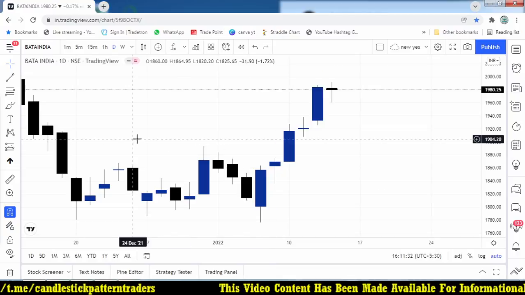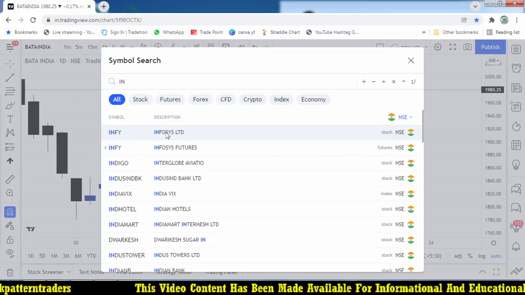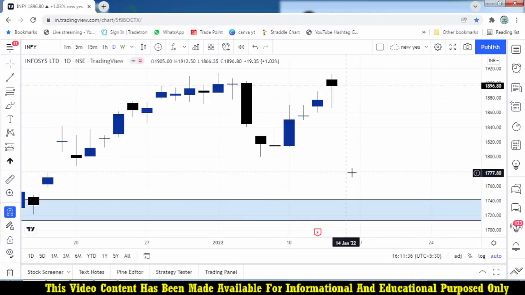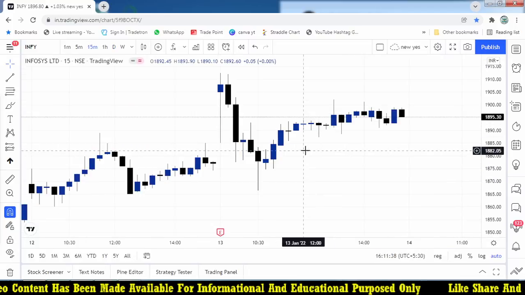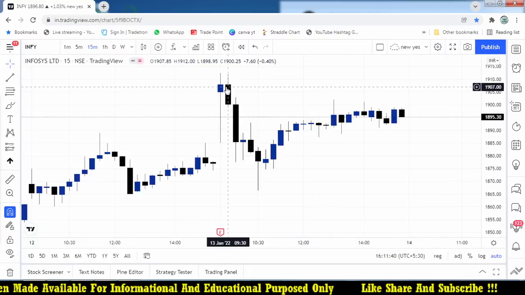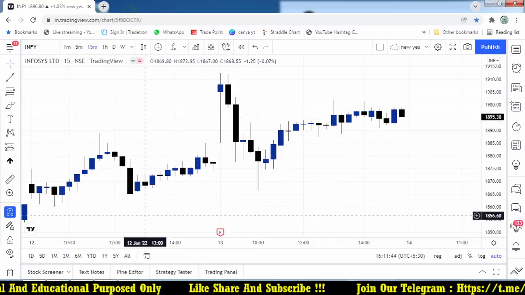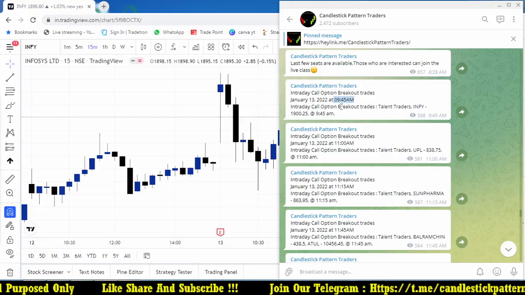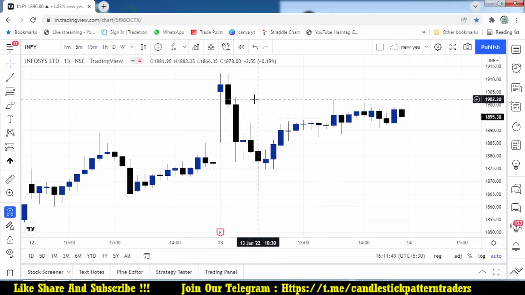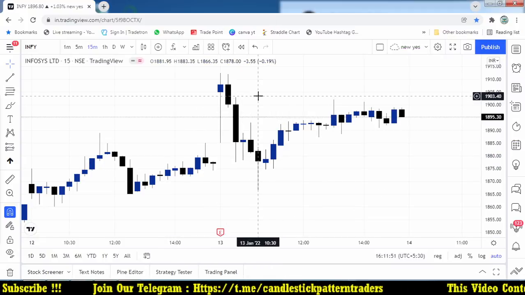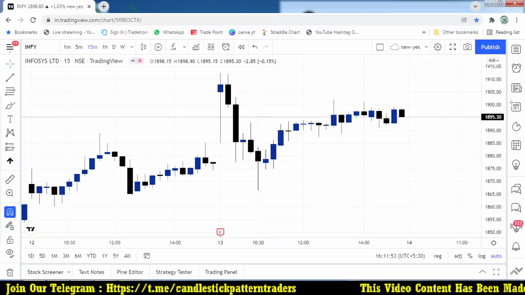So Infosys is the first one. We got our alert at 9:15. Let me see whether it is possible or not. So this is the 9:50. What happened? 9:45, this should be the 9:45 candle. So when we got the alert at 9:45, once this candle's high is broken, we are going to take an entry. But there is no buy opportunity present on this.